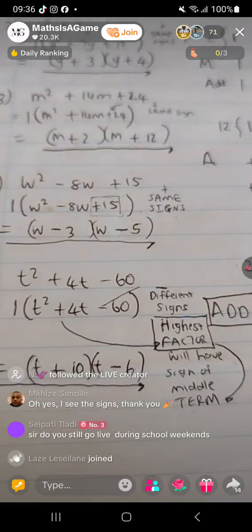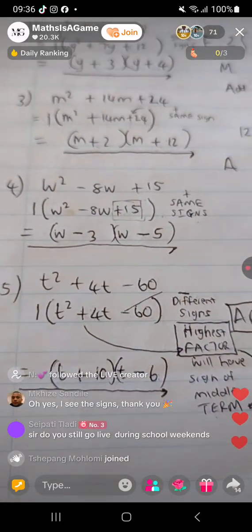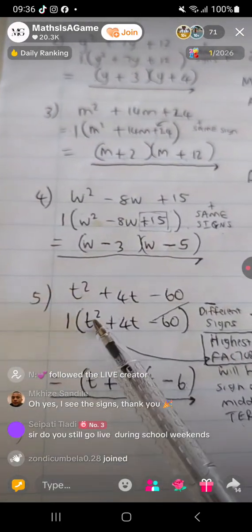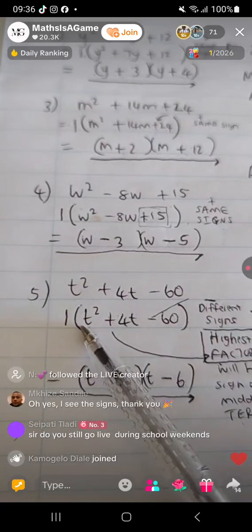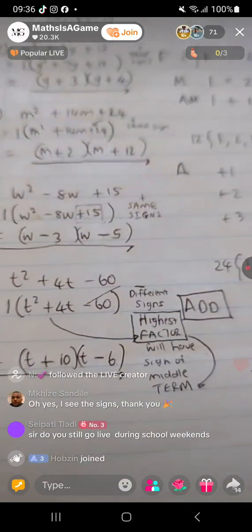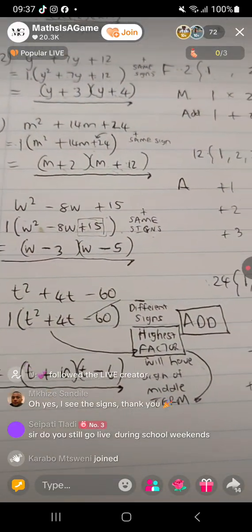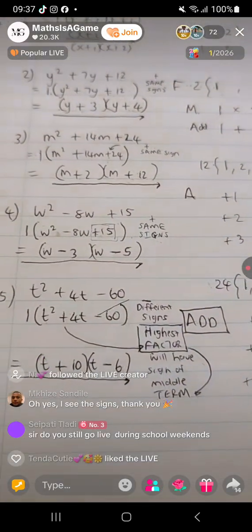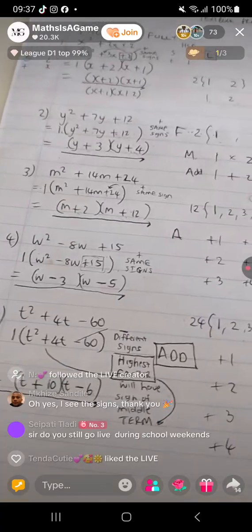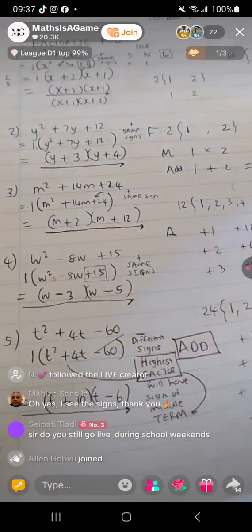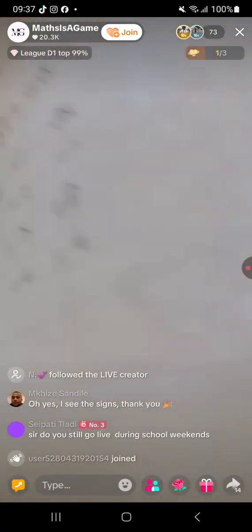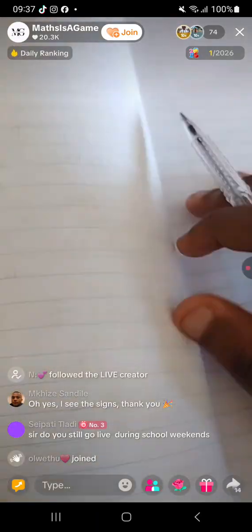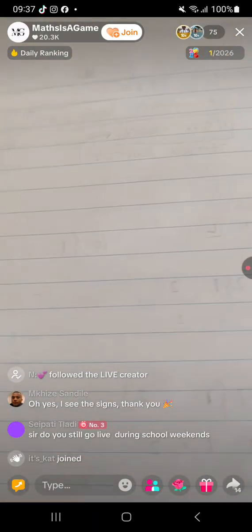Once you understand that working for your trinomials that have in your bracket a coefficient of 1, the factorization should be straightforward, whether you are a grade 10 learner or a grade 9 learner. Okay. So it depends. Not all weekends, some weekends.